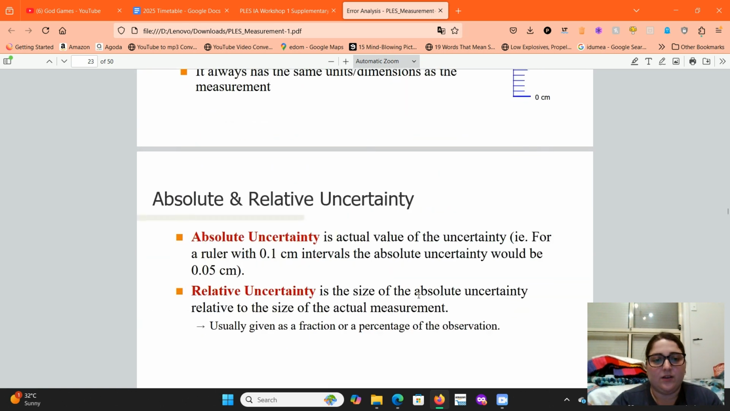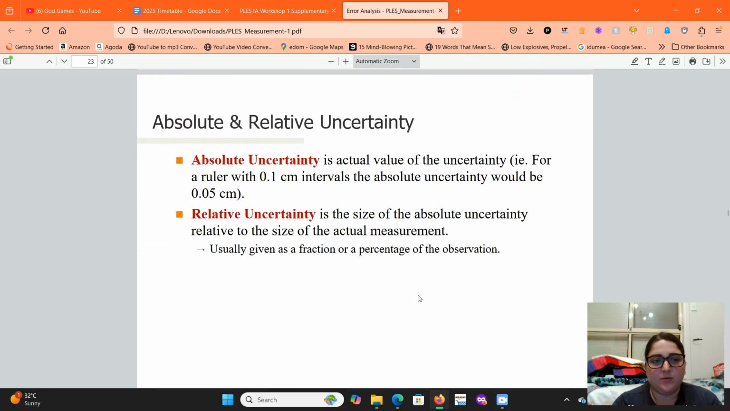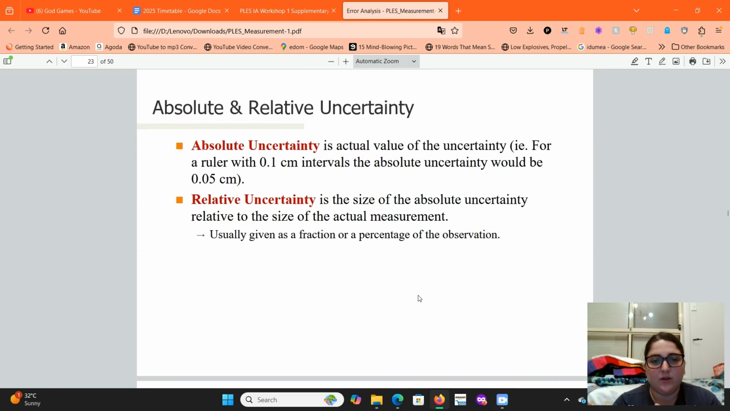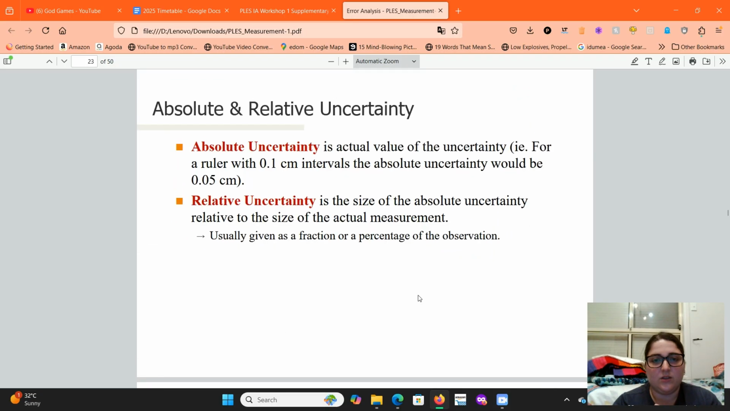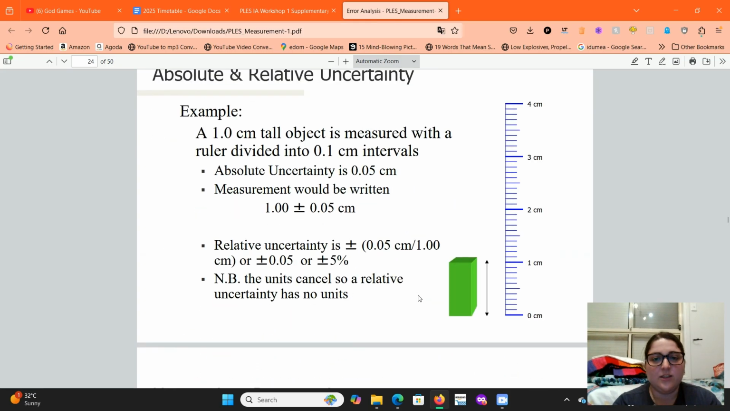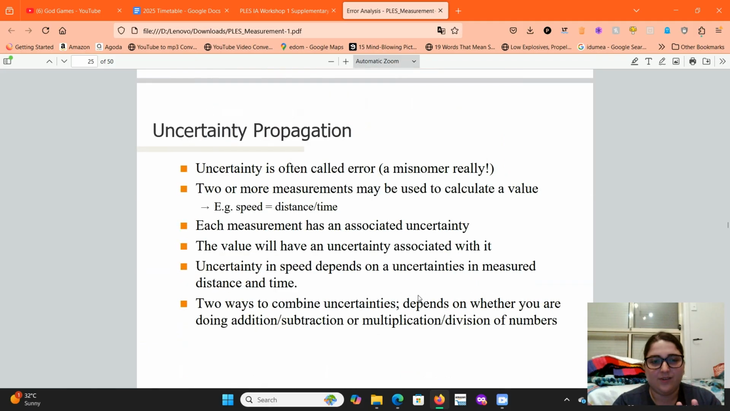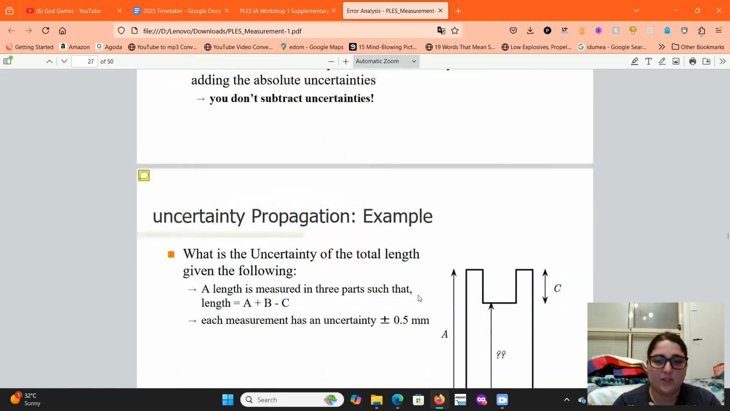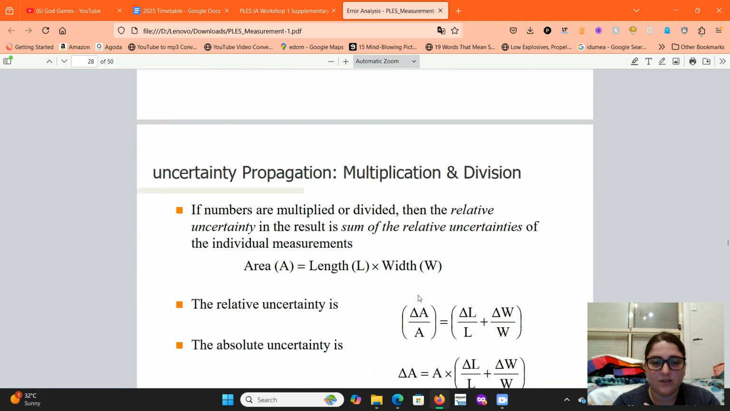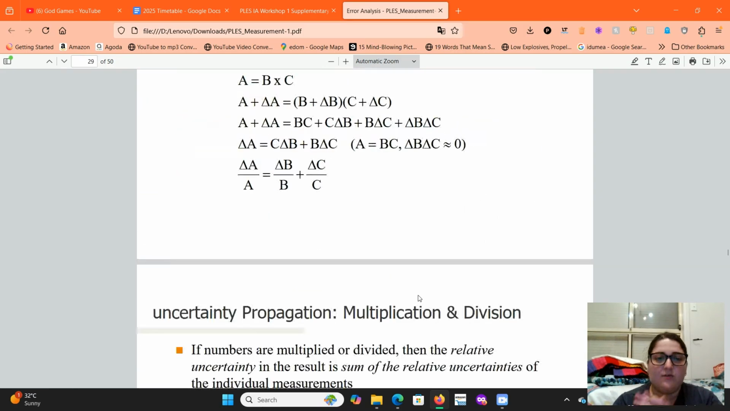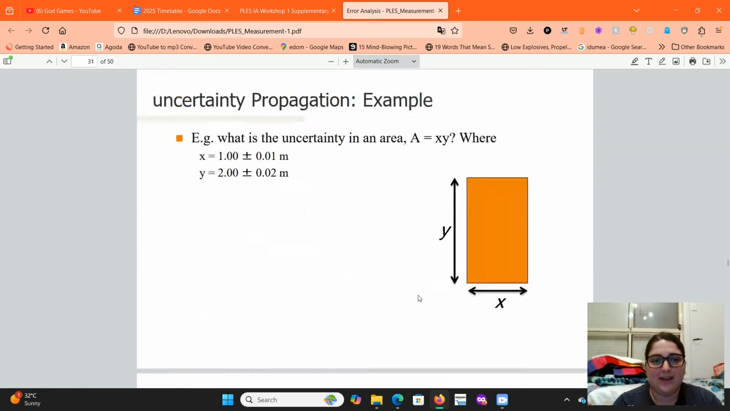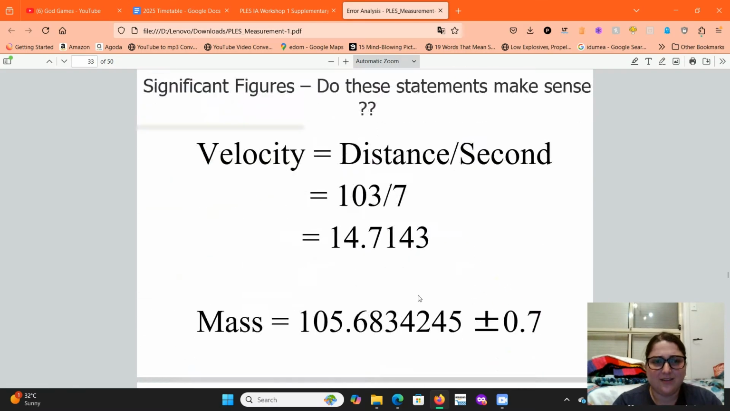Okay, we don't actually have to cover absolute and relative uncertainty because this is university stuff. It is interesting though, and I'm going to upload this PowerPoint onto DayMap for you, but you don't have to worry about calculating uncertainties.